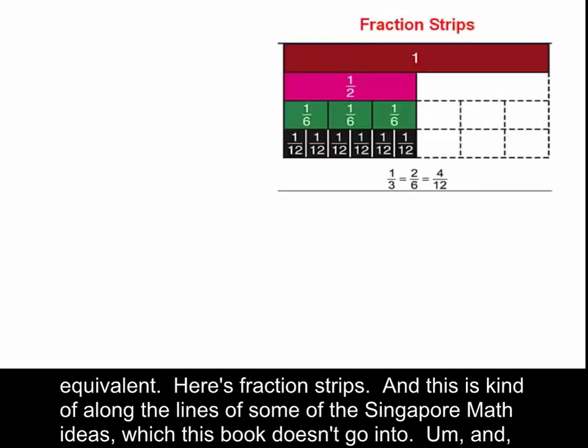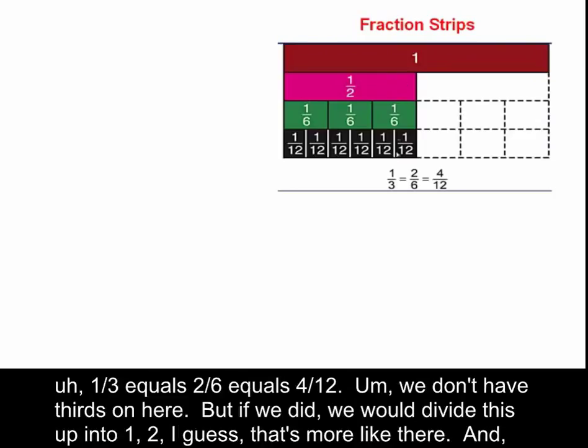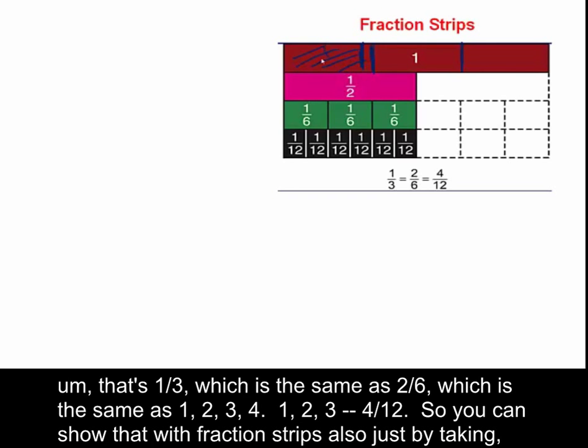Here's fraction strips, and this is kind of along the lines of some of the Singapore math ideas, which this book doesn't go into. And 1/3 equals 2/6 equals 4/12. We don't have thirds on here, but if we did, we would divide this up into 1, 2. I guess that's more like there. And that's 1/3, which is the same as 2/6, which is the same as 1, 2, 3, 4 twelfths.